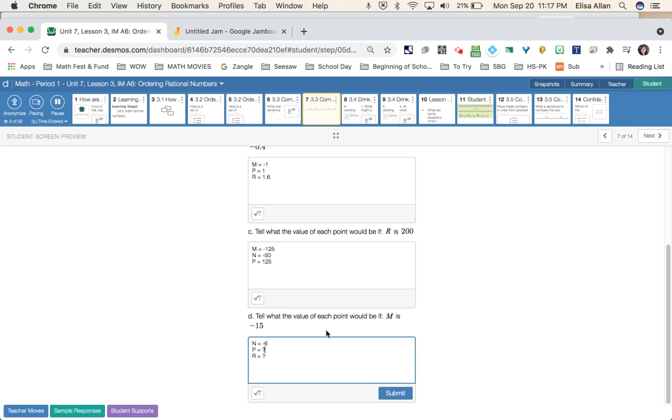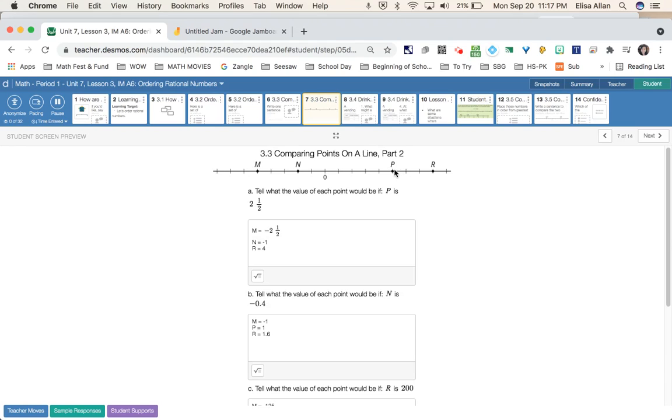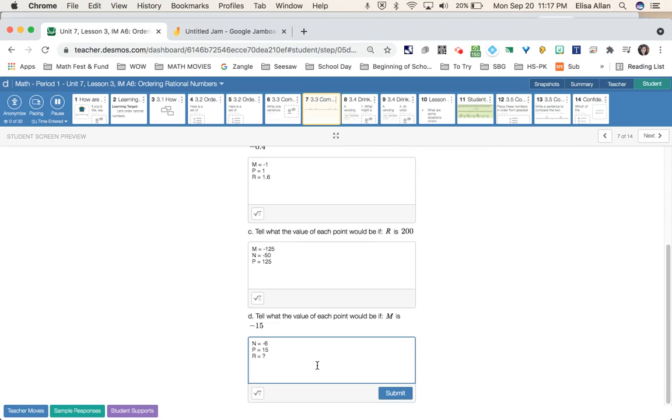We know that point P is the opposite of M. And so here, instead of negative 15, I'll be positive 15. And R, we can keep on going by threes. So here's positive 15, positive 18, positive 21, and positive 24.